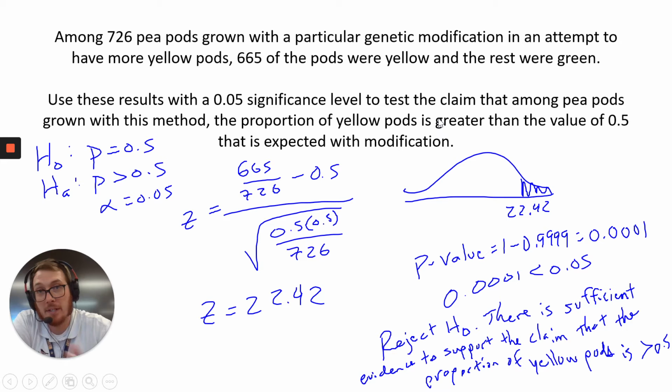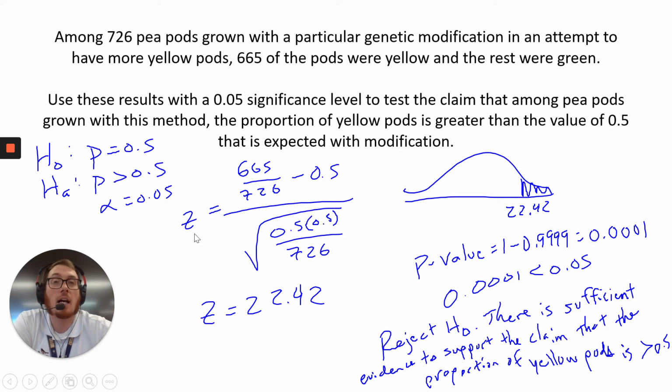All right, now here's what we want to deal with first. The claim is that among the pea pods grown in the method, the proportion of yellow pods is greater than 0.5. So my null hypothesis, because I care about 0.5, is the proportion equals 0.5. The null is always equal to. The alternative then is the proportion is greater than 0.5 because I'm trying to test that claim. My alpha level is 0.05 because it's a 0.05 significance level.